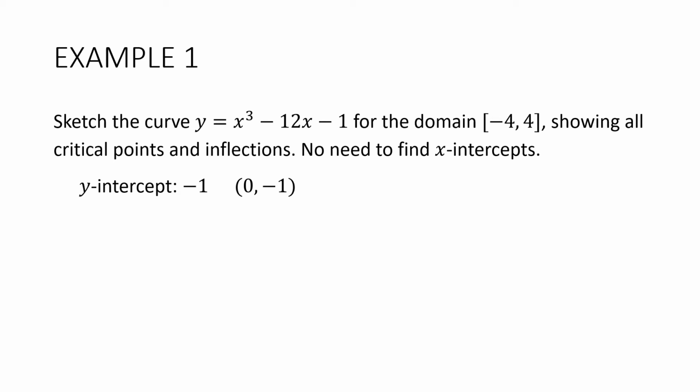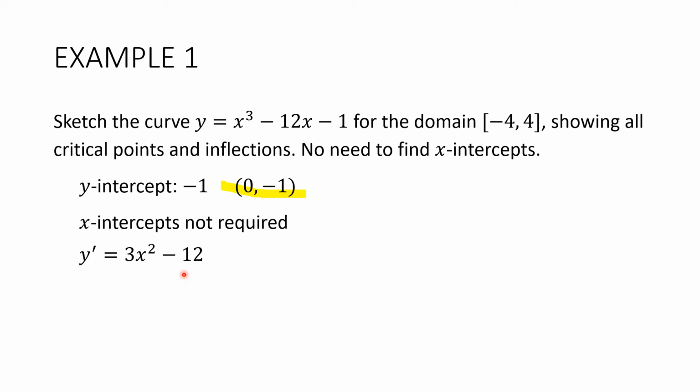So we're going to start with the y-intercept because that's the easiest. We're going to substitute in x is equal to 0, which gives 0, 0, -1. So the y-intercept is (0, -1). I'm going to highlight that because I'm going to show that on the graph. Now it says the x-intercepts are not required, so we'll leave those and we'll do the derivative. It is 3x squared take away 12.